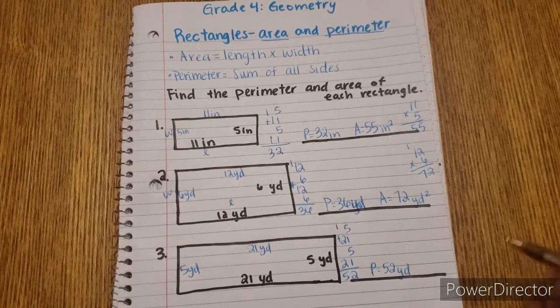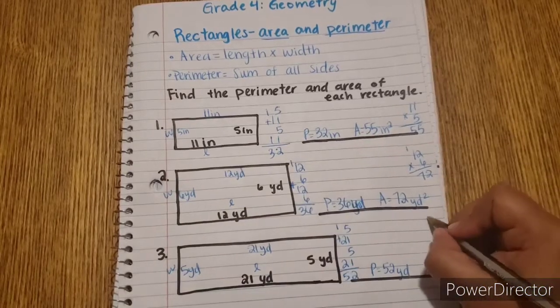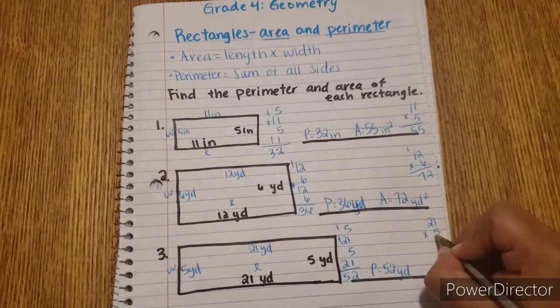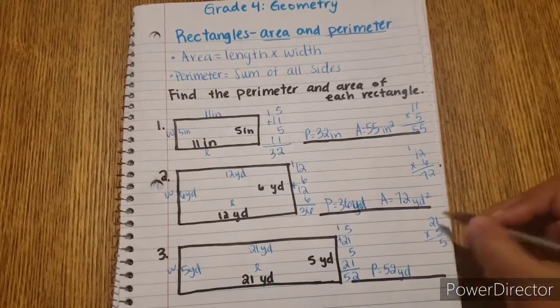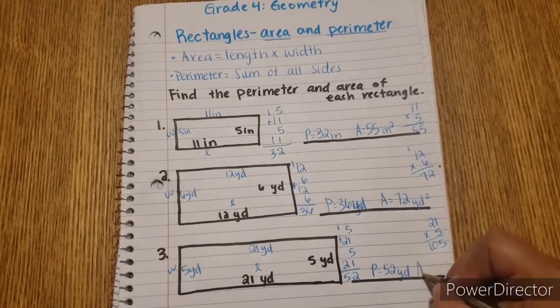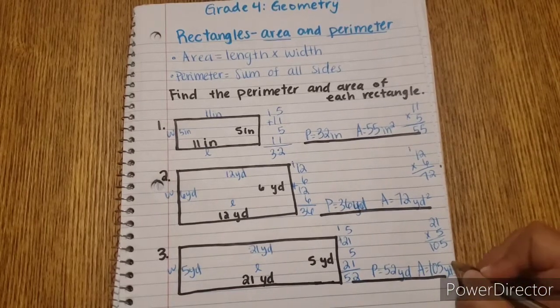And now for the area, we have length times width. So we have 21 times 5. 5 times 1 is 5, and 5 times 2 is 10. So the area would equal 105 yards squared.